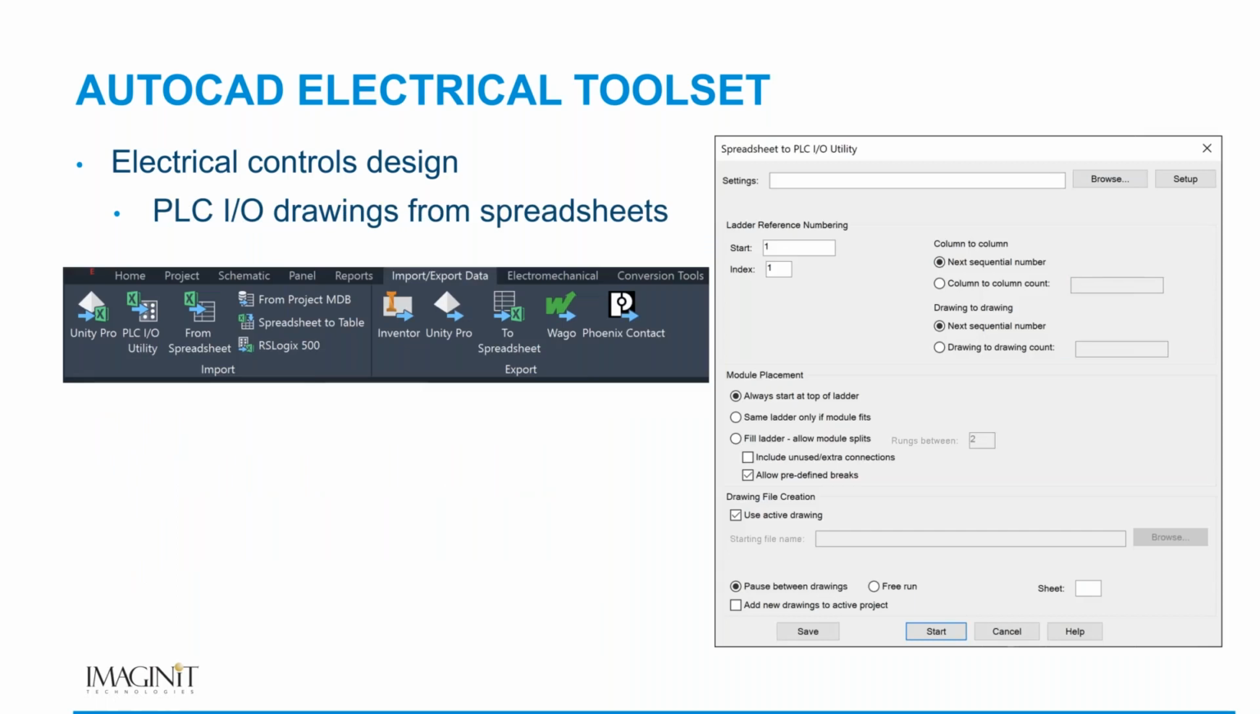And then our PLC IO drawings from spreadsheets. So you have a whole import and export data tab here. You can actually go to our PLC IO utility or from spreadsheet. And when you go to the spreadsheet utility, you go find your spreadsheet, and you can actually use the wizard here to automatically link this and give you your PLC IO inputs and outputs and make that part of your project.